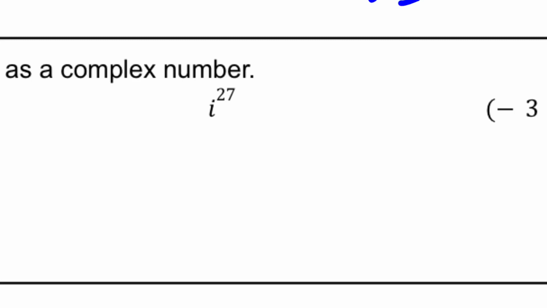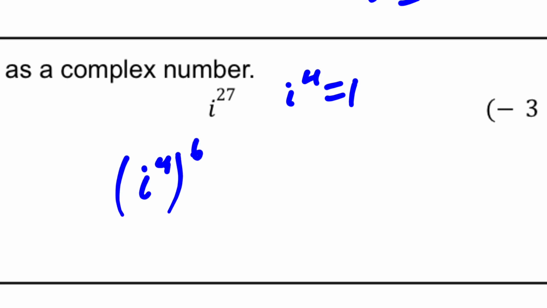So one thing that we like to do is recognize that i to the 4th is just equal to 1. So we can figure out how many times that goes in there, and then simplify this. For example, we could say i to the 4th raised to the 6th. So power to a power, that's 24, times i to the 3rd. And this whole thing becomes 1 times i cubed.